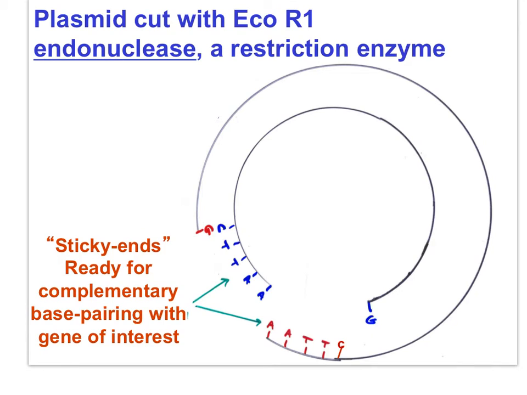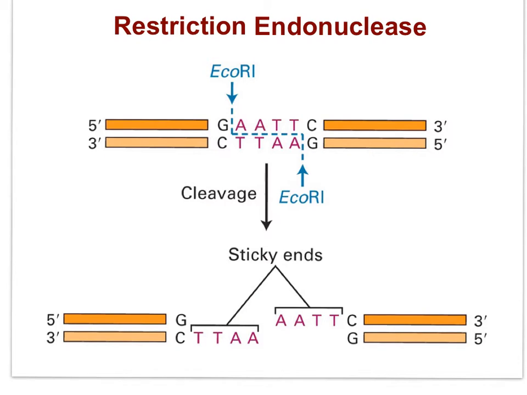Here is a diagram of a plasmid cut with a specific restriction enzyme known as EcoR1 that creates complementary ends on the cut site. These sticky ends, as they're known, allow another gene with the same complementary sticky ends to be inserted into the plasmid. This diagram is similar to the last one. A restriction enzyme known as EcoR1 has cut the plasmid at a specific site known as a restriction site.